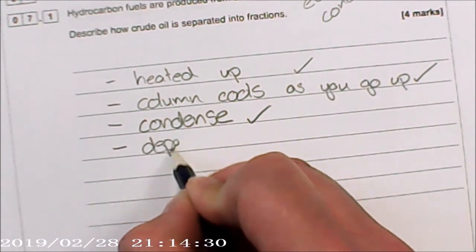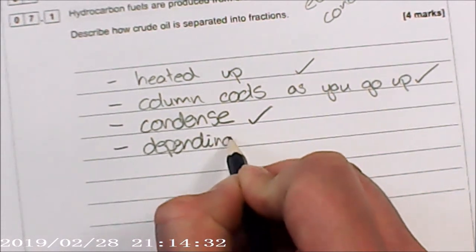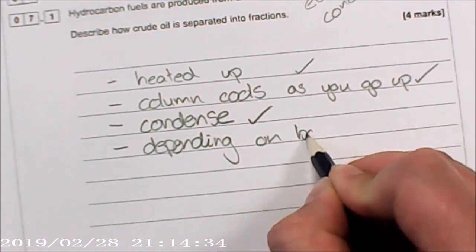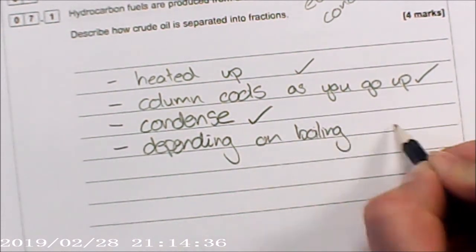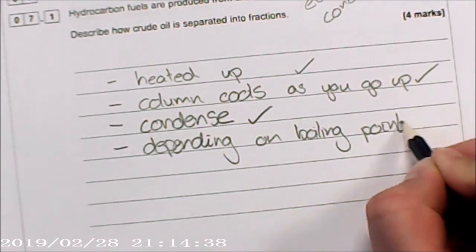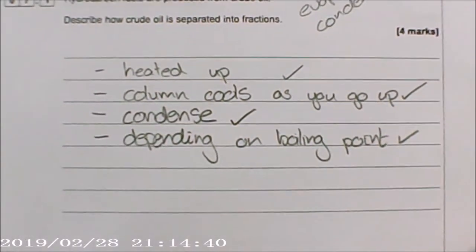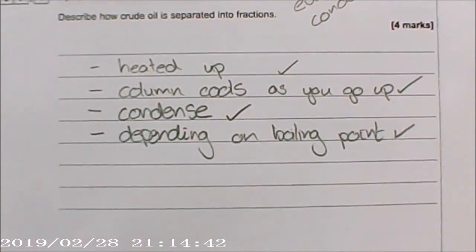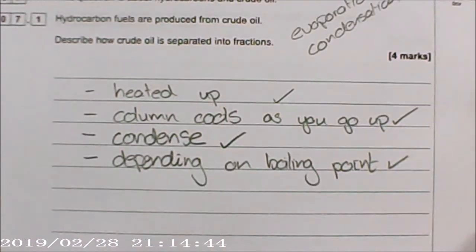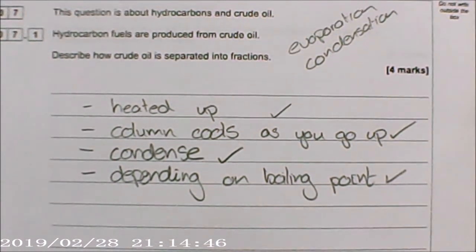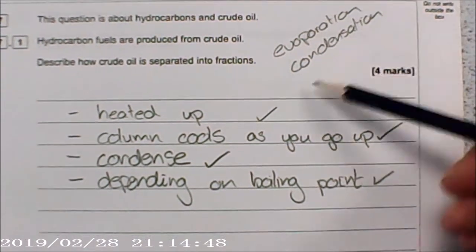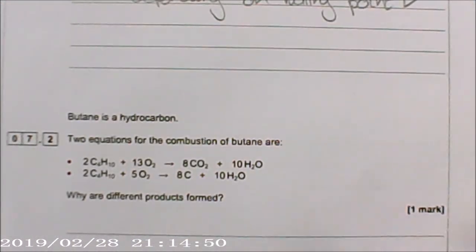So I'm going to put depending on boiling point. So those are going to be 4 easy marks that you can get. Just make sure that you're including the science words and anything to do with fractional distillation. You've got to remember those words: evaporation and condensation.